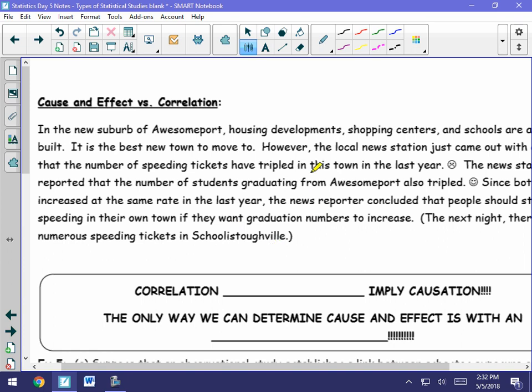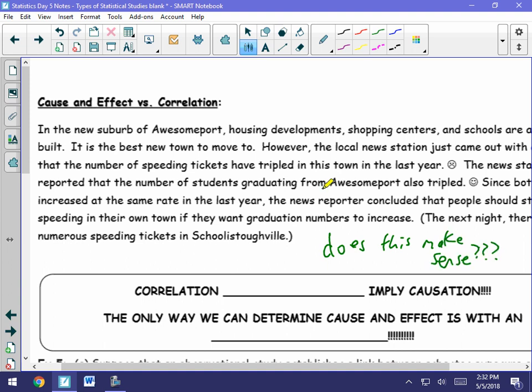Okay, so they're saying that more speeding tickets, more graduating students, one thing caused the other. So if you want more kids to graduate, you should start speeding in your town, right? Does this make sense? Because that's what they're concluding from the data.